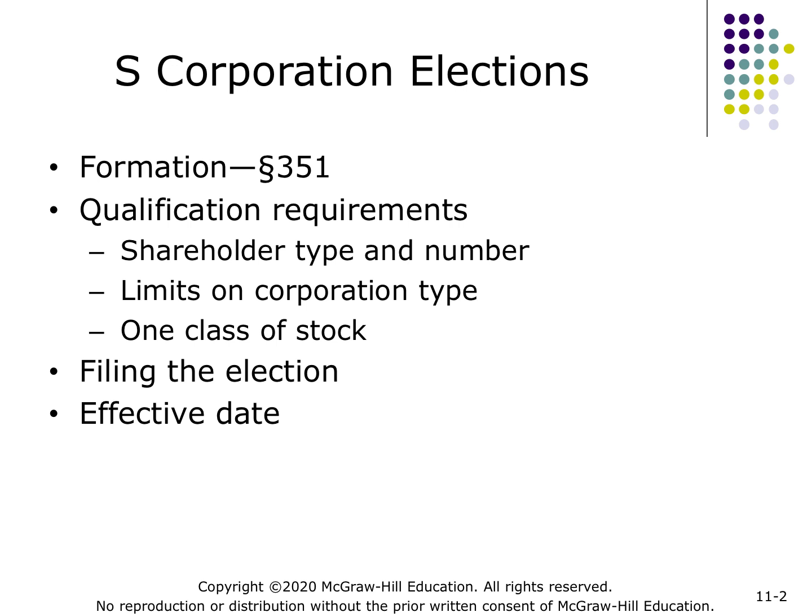All right. So with S corporations, only U.S. citizens or residents, estates, certain kinds of trusts, and certain tax-exempt organizations can be S corporation shareholders. So a C corporation cannot be a shareholder in an S corporation. Okay. There are also limits on how many shareholders you can have. You can only have 100 shareholders.